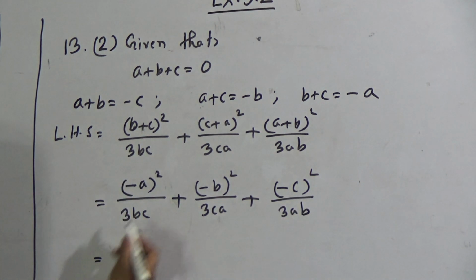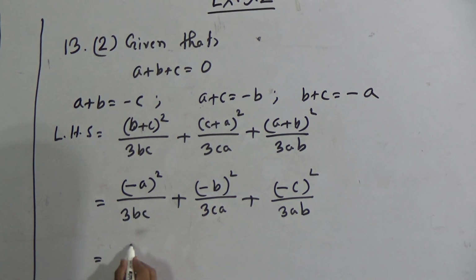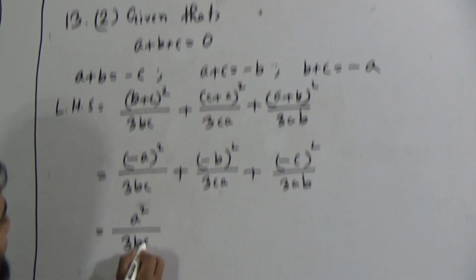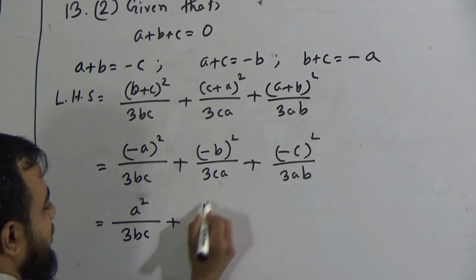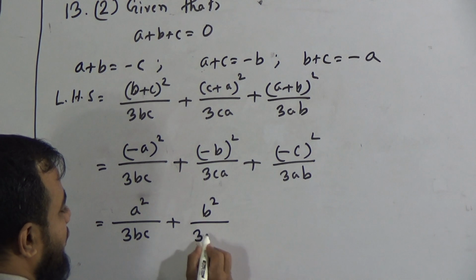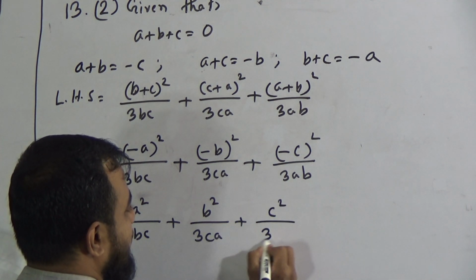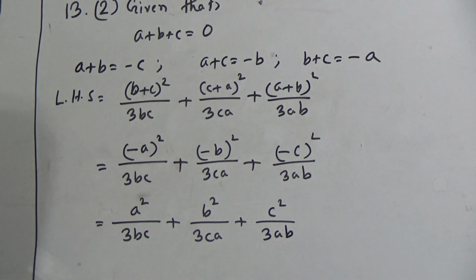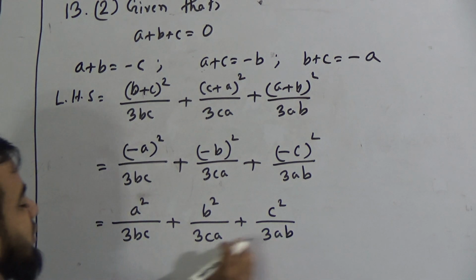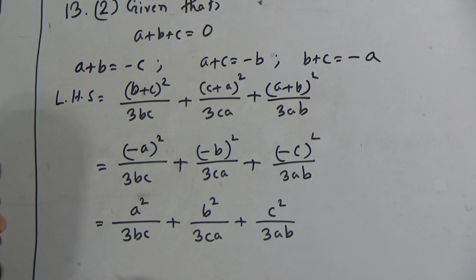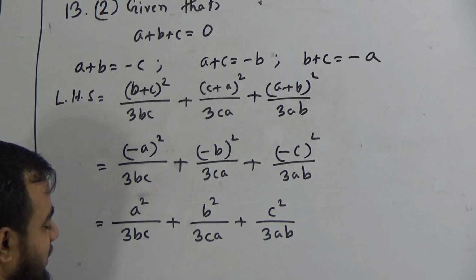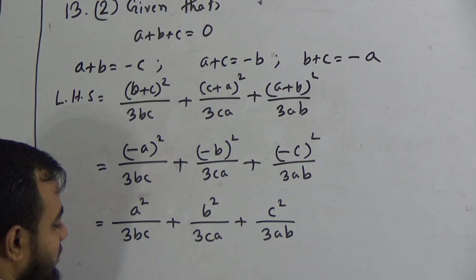Now the square terms: minus a squared means a squared, because minus a into minus a equals a squared. Like this way it will be a² over 3bc plus b² over 3ca plus c² over 3ab. Now we need to add these three terms. The LCM will be 3abc.